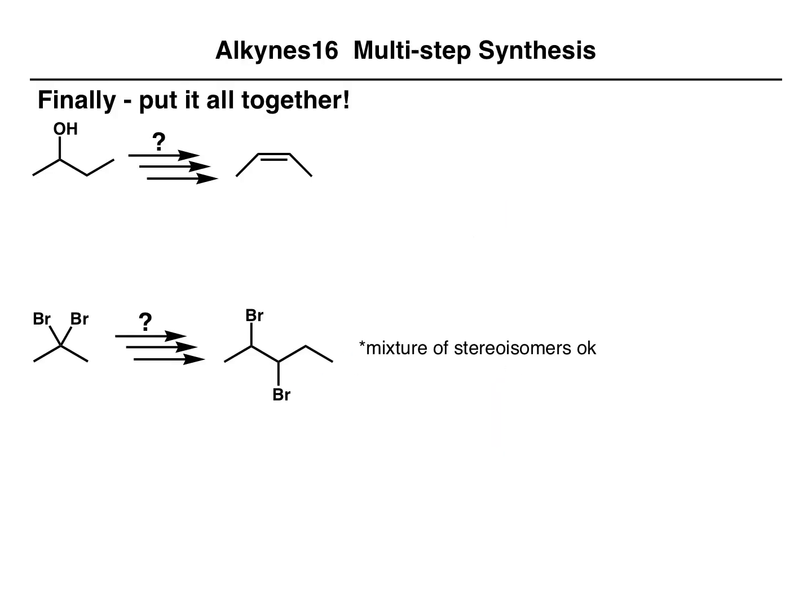Finally, let's see if we can put this all together. Can we carry out preparation and reactions of alkynes to do a multi-step synthesis to give us a target compound? Looking at our first example, we have a 4-carbon chain and we're ending with a 4-carbon chain, so we don't have to make any carbon-carbon bonds. We're starting out with an alcohol and we end up with an alkene.